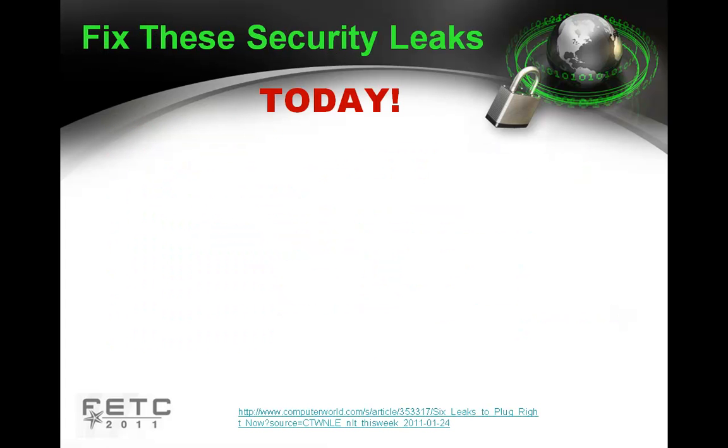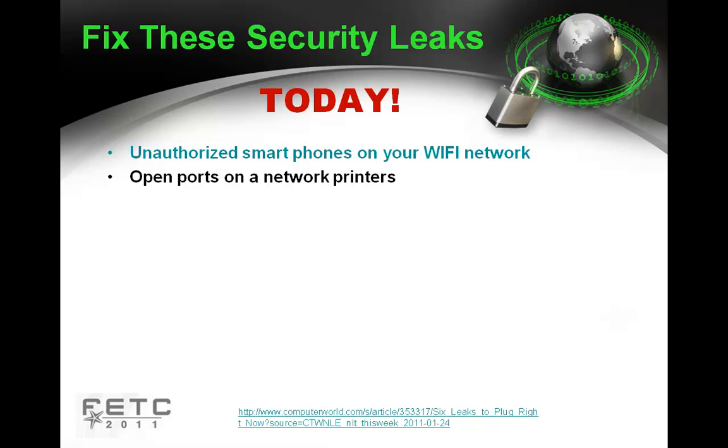Let's look at some security issues we should fix today, and they're not that hard. First of all, unauthorized smartphones on your wireless network. If you're running a guest network, then that's fine, but make sure it's separate from your production network, and that that's where you're allowing people to have cell phone access. Next are open ports on your printers. Like I said, printers are a major jumping off point for someone who knows what they're doing, and it doesn't take much because there are step-by-step videos.